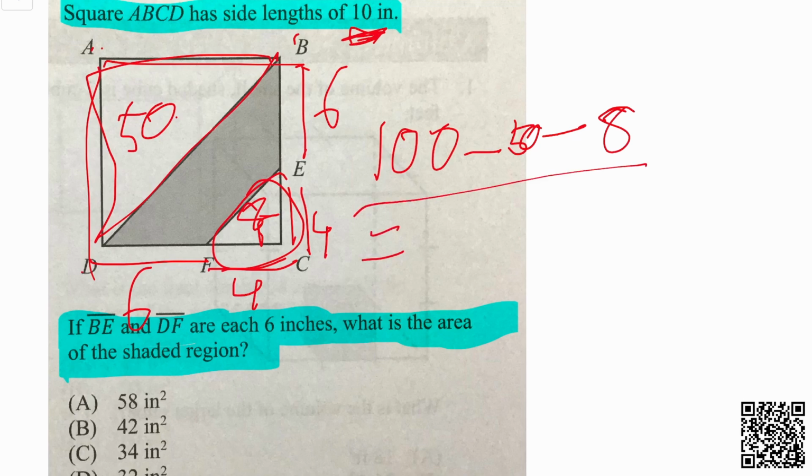So now that we know 100 subtract 50 is 50, subtract 8 is 42. So the area of the shaded region is 42.